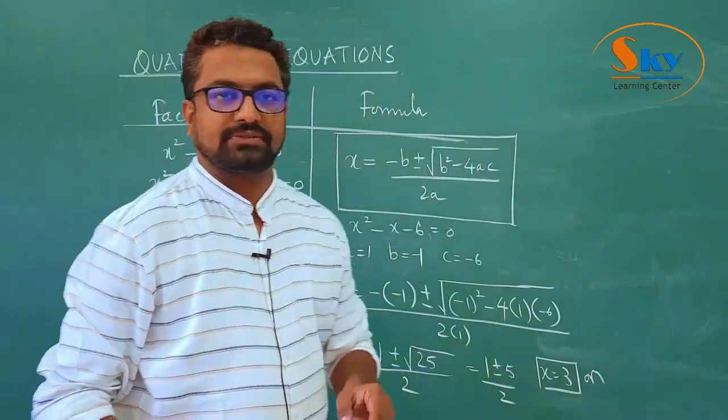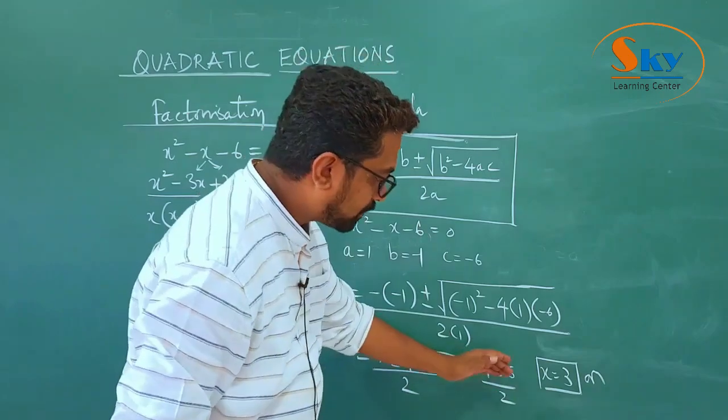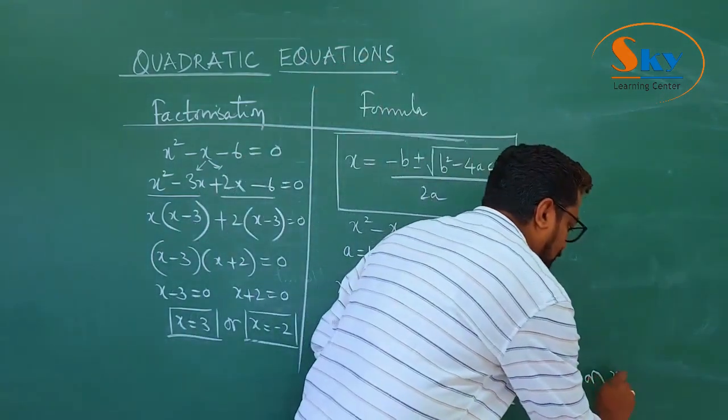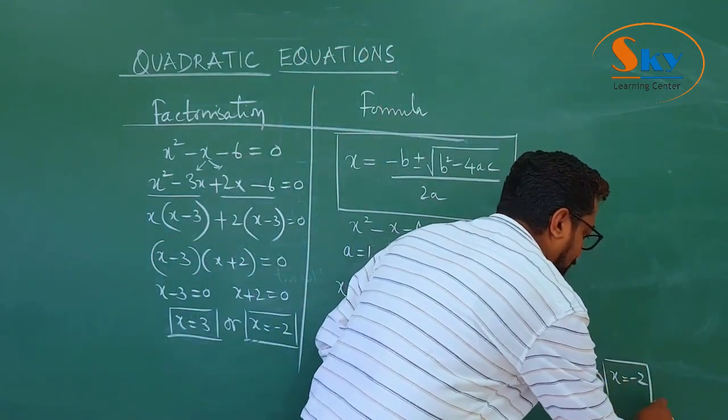1 minus 5. What is 1 minus 5? 1 minus 5 is minus 4. Minus 4 by 2 is minus 2. So x equals minus 2.